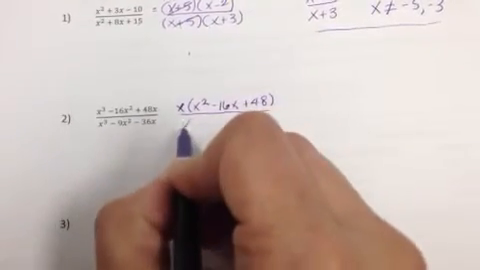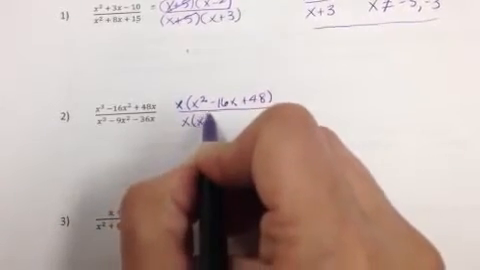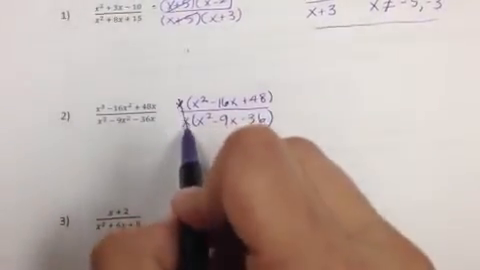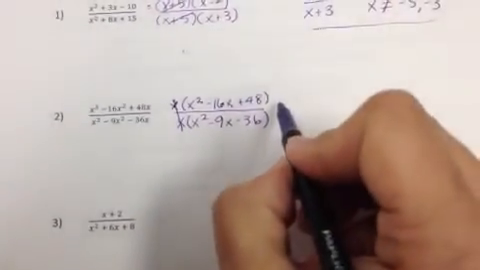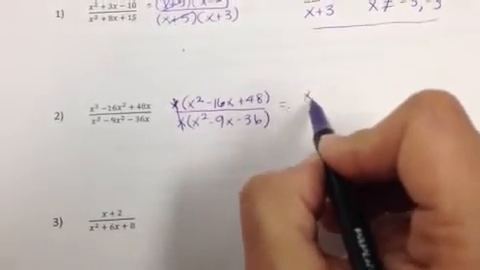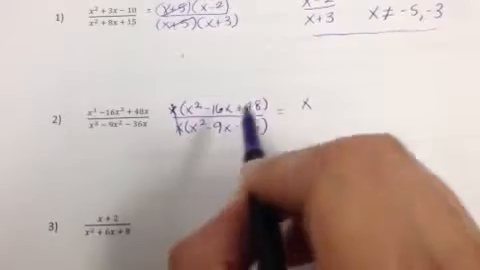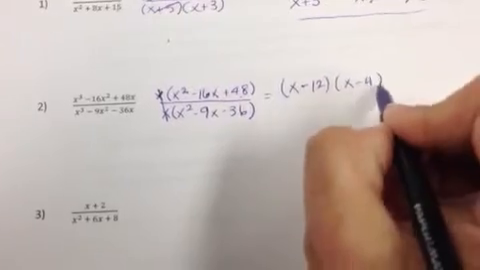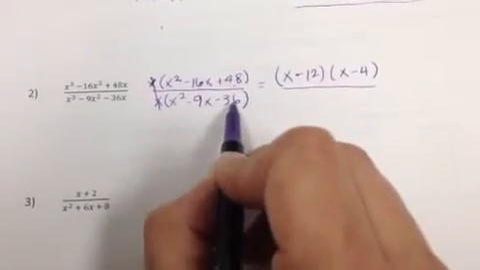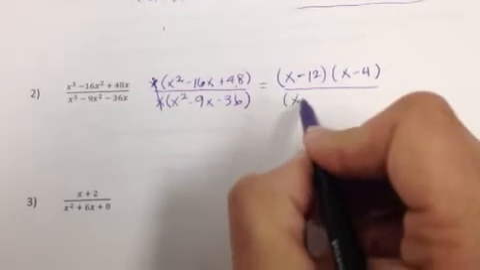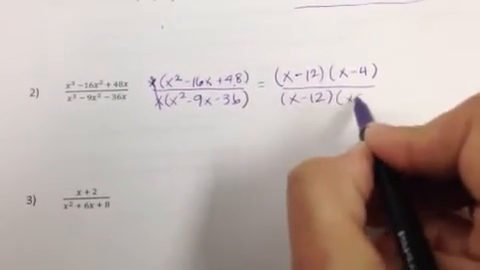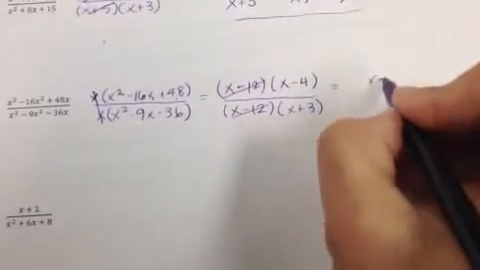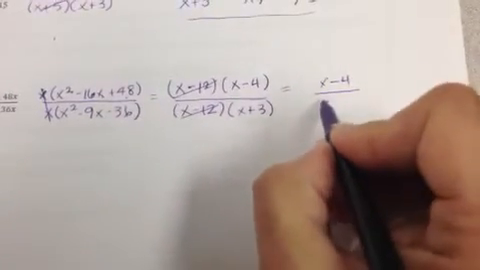And then in the denominator, I'm going to take out an x as well. Then I'm going to factor. Before I factor, I already know that those two cancel each other out because anything divided by itself is 1, so I can cancel those out. Then I have my factors of 48 that add up to negative 16, and that's going to be x minus 12 and x minus 4. The denominator, factors of 36 with a difference of 9, x minus 12 and x plus 3. Again, anything divided by itself is 1, leaving me x minus 4 over x plus 3.